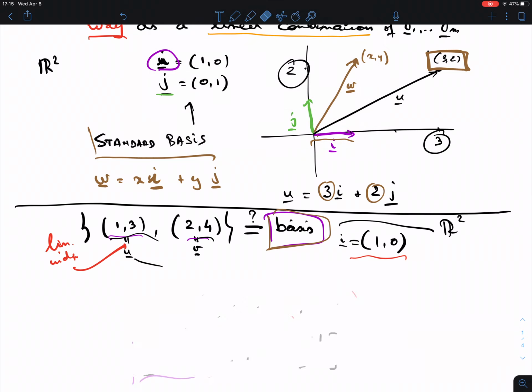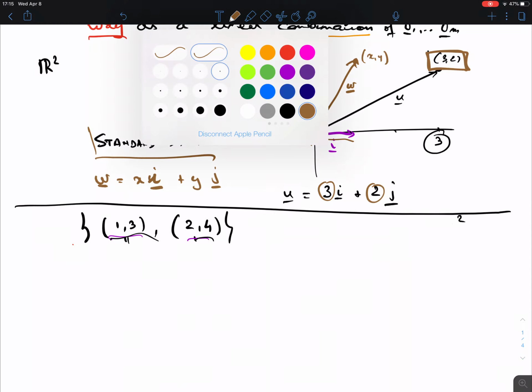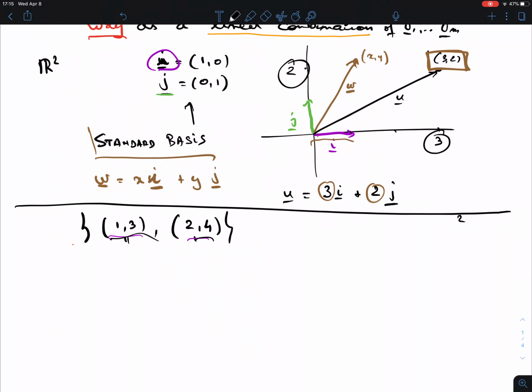That this is a basis, so we don't need to verify it anymore. So let me see if I get rid of this. A little bit rid of it. So all right, we know that this is a basis. That means that we can write the vector (3, 2) as a linear combination of that.